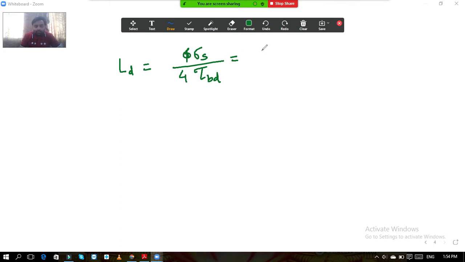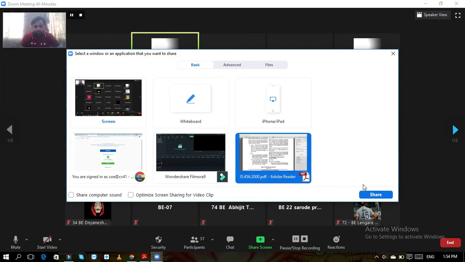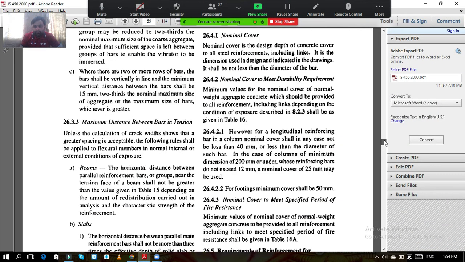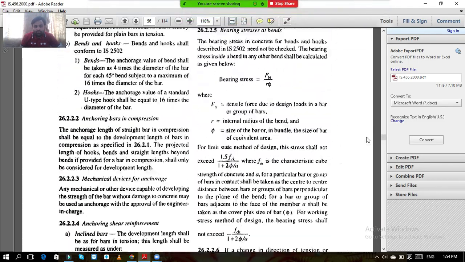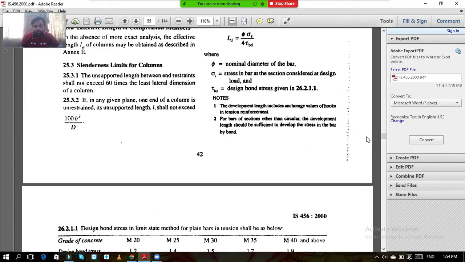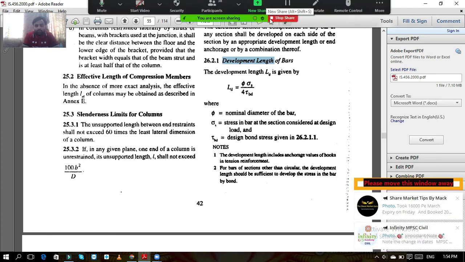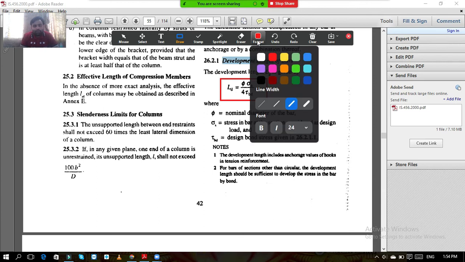From where does this formula originate? This is from our IS code. Okay, if you forgot, then we will move to the IS code to rebrush it. So the formula is given somewhere here on page number 42, I think so. Okay, here is the formula. Now you can see the formula. What is the formula? LD is equal to phi sigma s upon 4 tau BD.